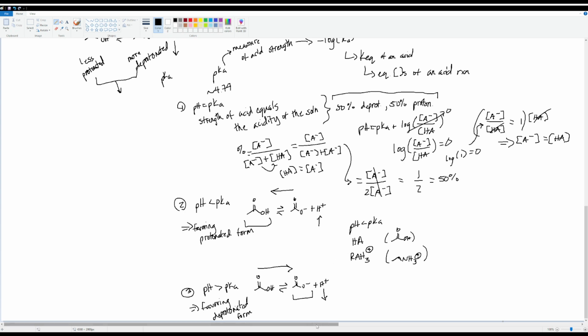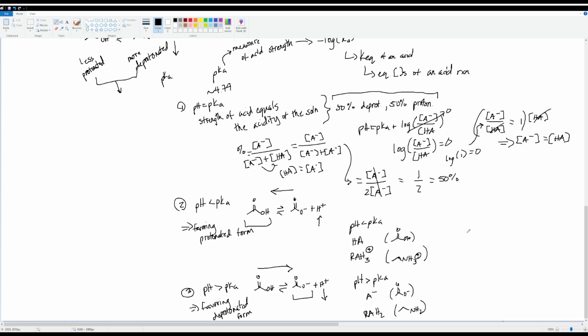And now we can say our pH greater than pKa, we're going to be favoring our deprotonated form for our carboxylic acid, like that. For our amine, it looks something like that. Okay.